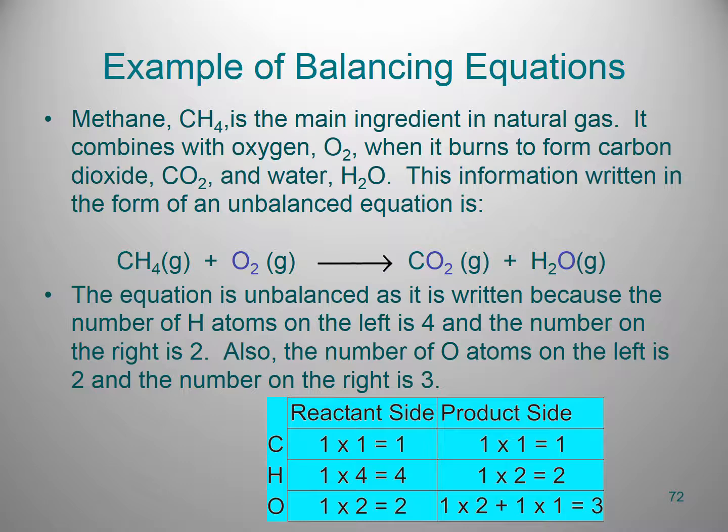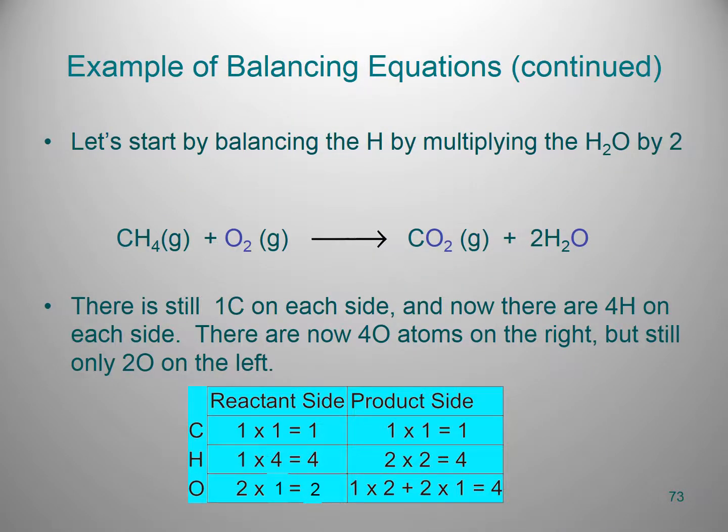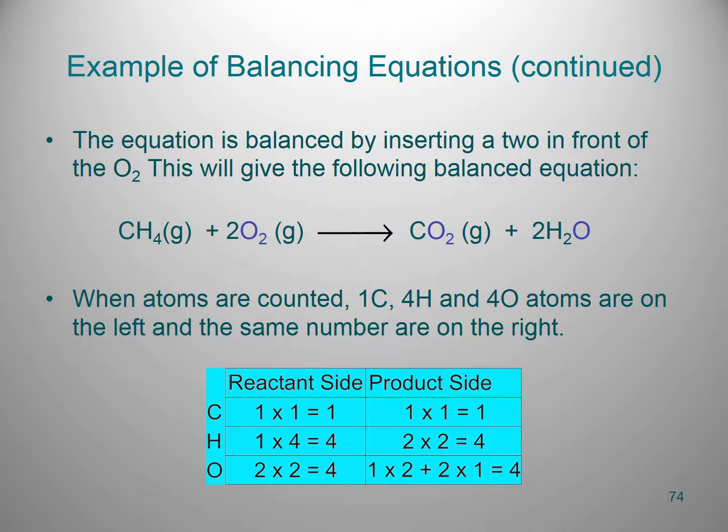So let's start, and of course the carbon is already balanced, so we don't have to do that. We're going to start with the hydrogen. If we put 2 in front of the water, notice what's happened on the product side. Now I have 2 times 2 hydrogen, or 4 hydrogen, and the 2 from the CO2 is the same, but now I have 2 times 1, or 2 oxygen with the water, and so now I have a total of 4. The hydrogen is balanced, the carbon's balanced, so now I just have to balance the oxygen. On the left it's 2, on the right it's 4. So if I put a 2 in front of the oxygen, that's balanced.